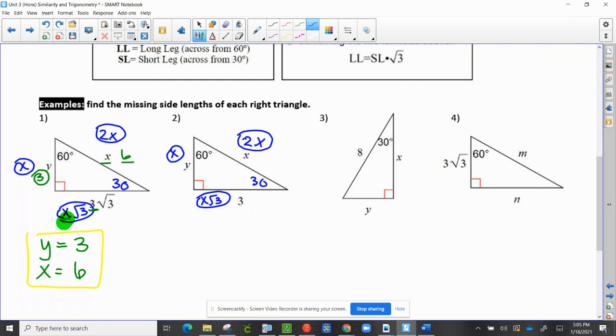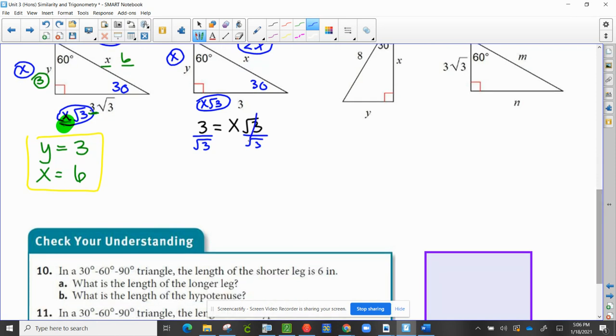So they gave me the 60-degree angle and said that's 3. Now for this problem, in order to find the x value, so our short leg, I would have to take this side, 3, and set it equal to x root 3, because that is the side length it's supposed to be. Now we're going to solve for x. We saw a similar problem like this in the previous video. To solve for x, I would have to divide both sides by root 3 to get x by itself.